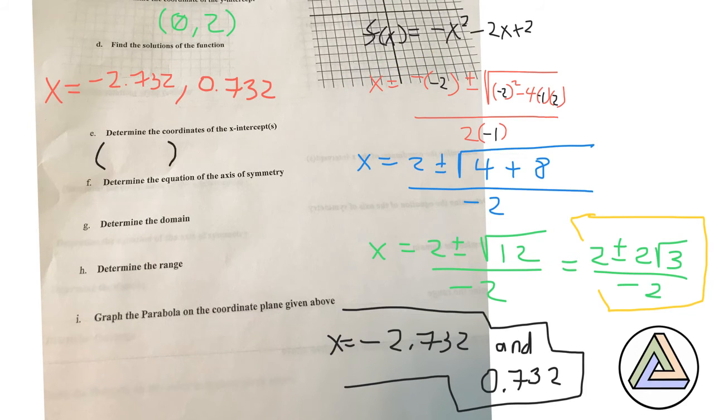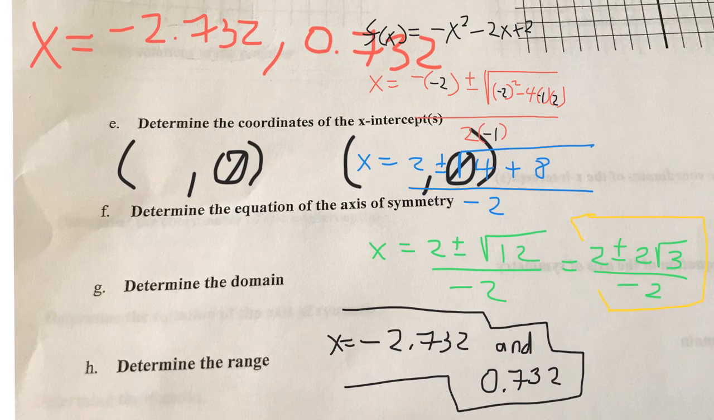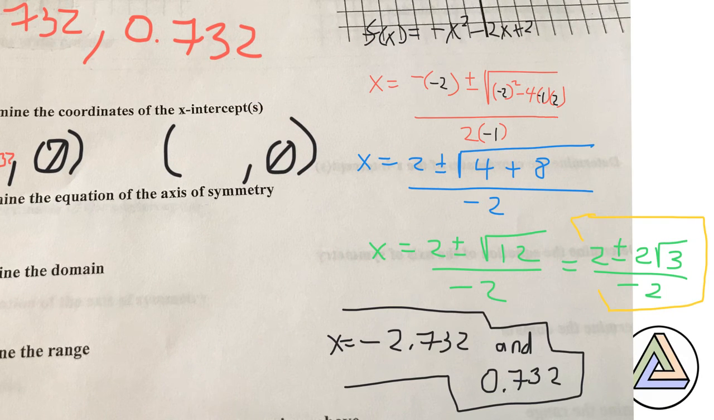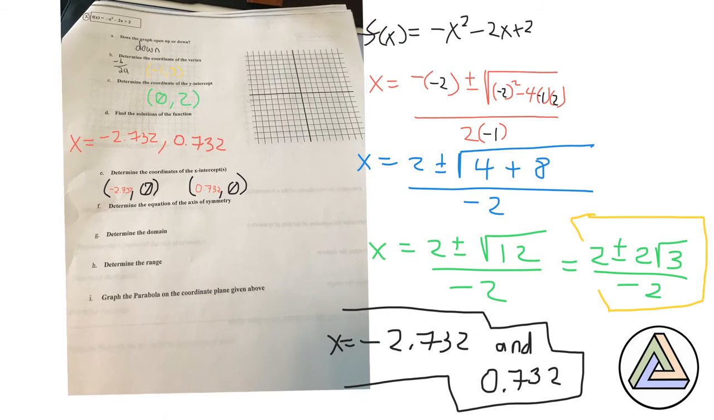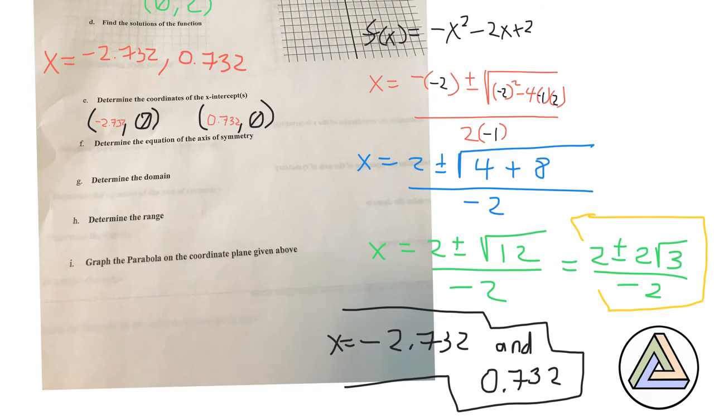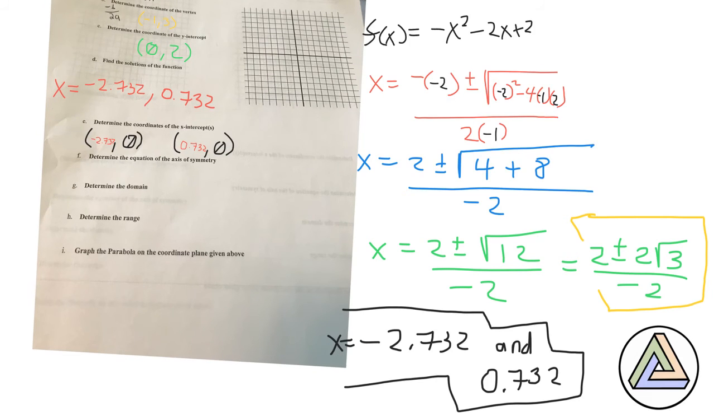So here they are. Once again, we know the y-coordinates would be 0, and the x-coordinates would be these numbers. I'm going to blow this up so I can fit it in there. So we got -2.732, and we also have 0.732. So, kind of a clunky video, sorry guys, but I'm still getting the hang of this. I'm pretty new to this stuff.